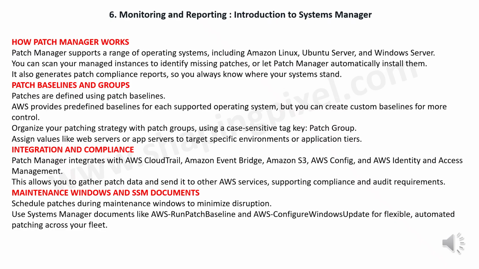Patch Manager integrates with AWS CloudTrail, Amazon EventBridge, Amazon S3, AWS Config, and AWS Identity and Access Management. This allows you to gather patch data and send it to other AWS services, supporting compliance and audit requirements. Schedule patches during maintenance windows to minimize disruption. Use Systems Manager documents like AWS Run Patch Baseline and AWS Configure Windows Update for flexible, automated patching across your fleet.